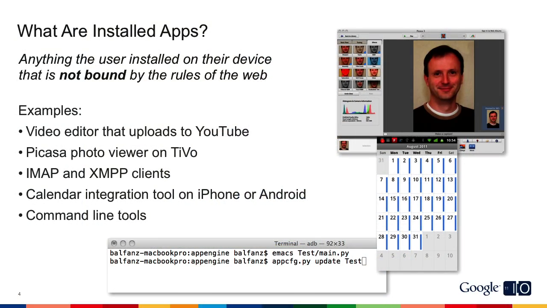So what are installed applications? Installed applications are anything that the user downloads on their machine, installs, and that are not bound by the rules of the web. There's no same origin policy that this application needs to abide by. They have access to a whole bunch of platform APIs that you couldn't access otherwise from a web application. For example, if you have a video editor that uploads videos to YouTube, that's an installed application. If you have a photo viewer that can access your Picasa web albums, that's an installed application. Your IMAP clients, your Thunderbirds, your Mac mails, your Talk clients, and so forth. Those are all installed applications.